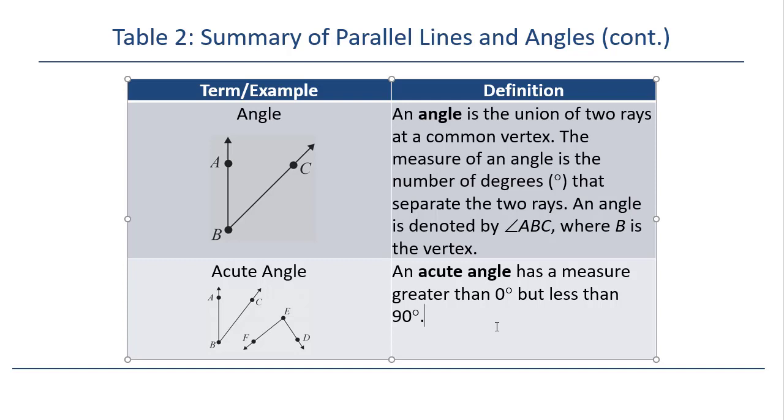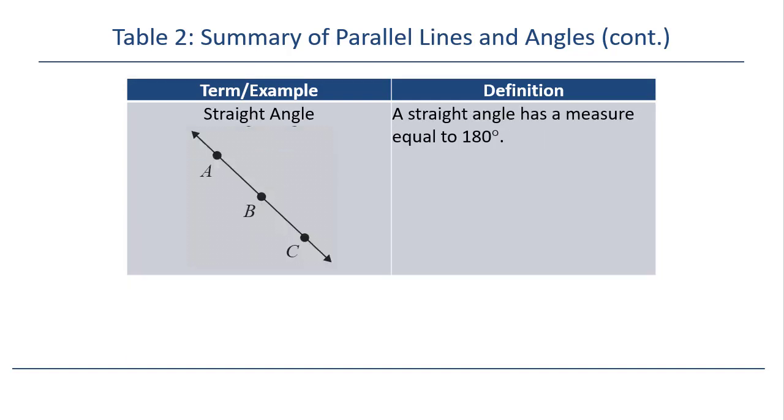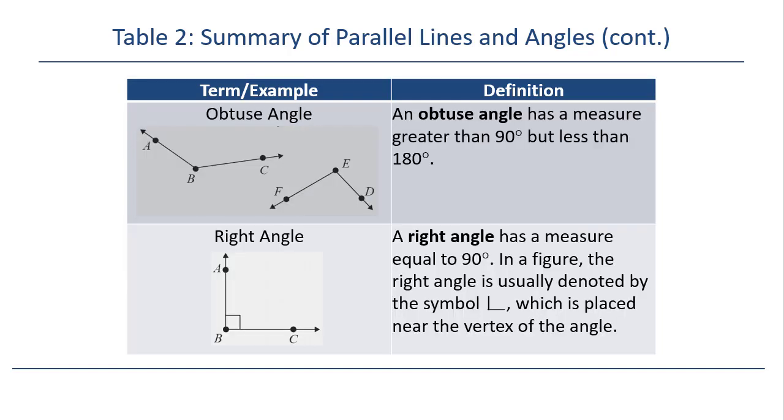So a straight line really isn't an angle. An acute angle has to be more than 0 degrees. It can't be a straight line, but it has to be less than 90 degrees. And that's an acute. Then obtuse is simply the angle that is bigger than 90 but less than 180, because again, if we get down to 180, we're back to a straight line.